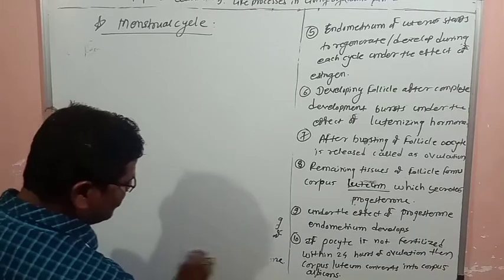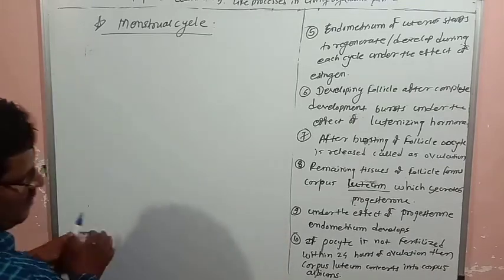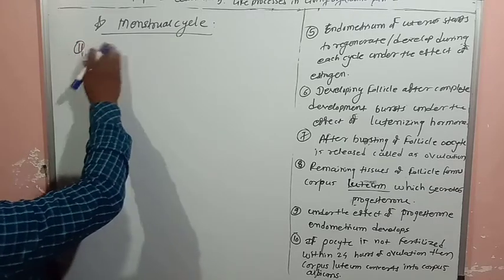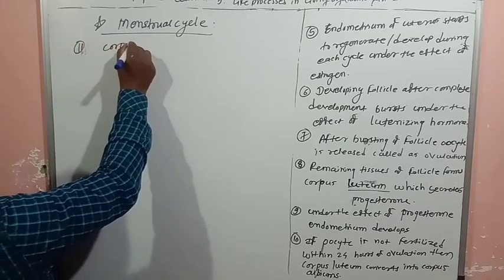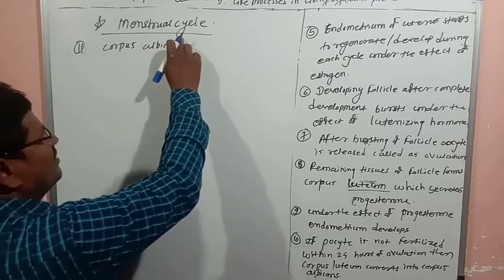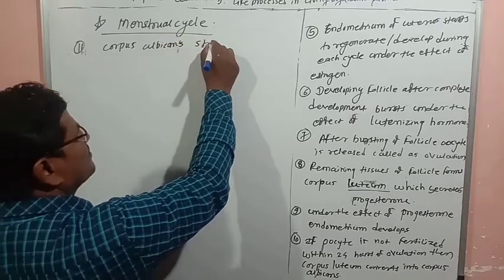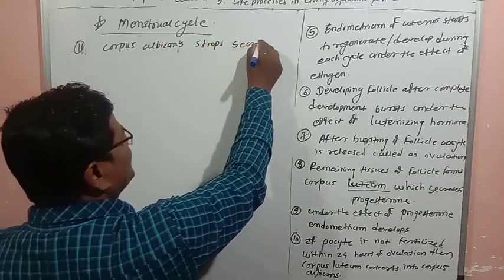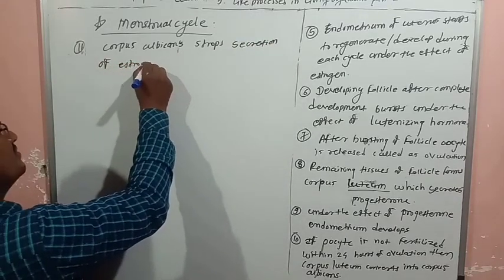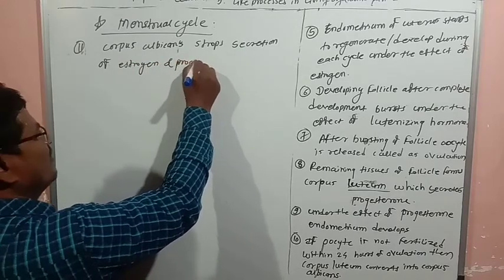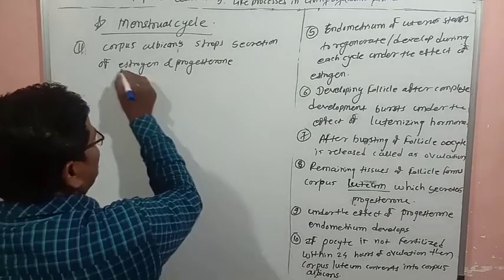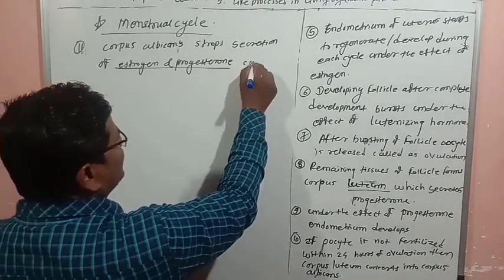And at last we'll draw a diagram. Point number 11. Corpus albicans stops secretion of estrogen and progesterone completely.